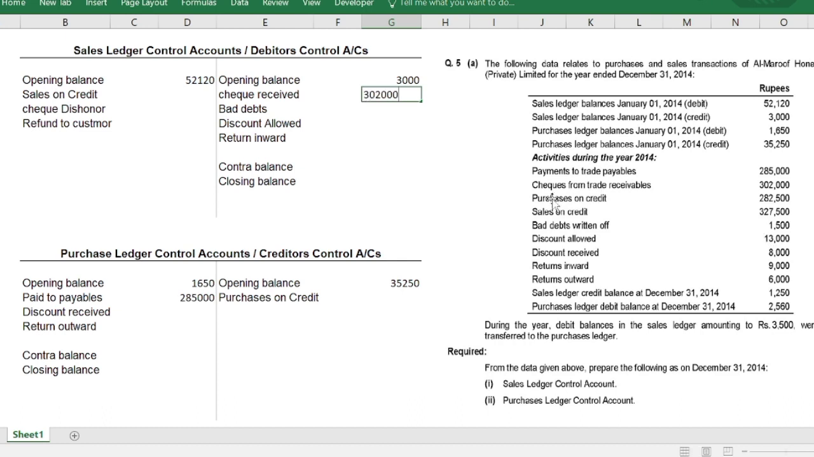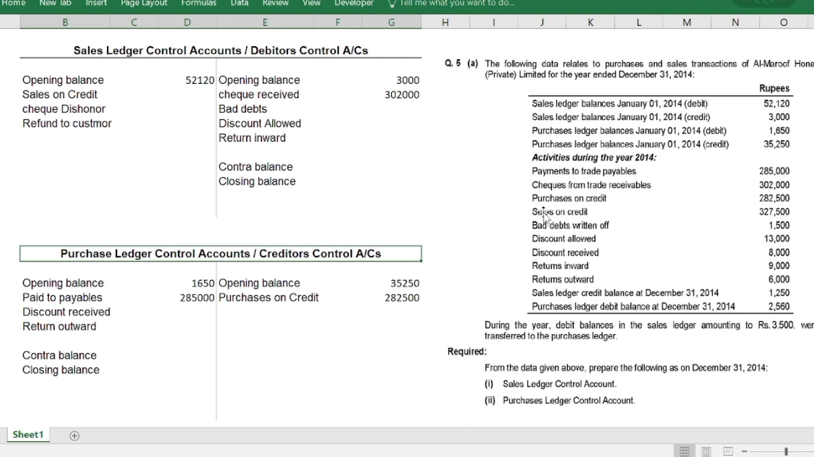The next transaction is purchase on credit. Dear students, we clearly understand that these are transactions due to which our payables increase. We record them onto the credit side in purchase ledger control accounts. So when we purchase on credit, our payables will be increased, and we record them onto the credit side in purchase ledger control accounts. The amount is 2,82,500.